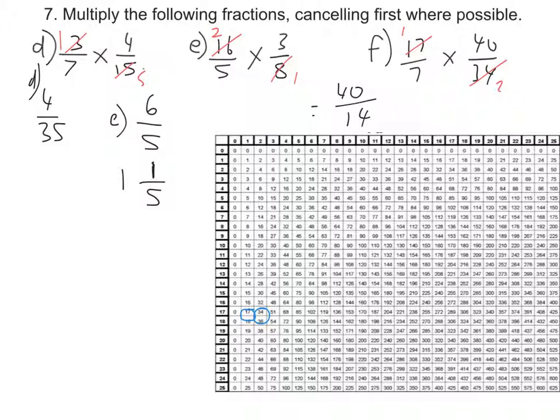Now, can I simplify this? Yes, I can. So I'm looking for one number that goes into both numbers equally. So what is that number? I can look over here and I can find that there's a number 14 here and a number 40 over here. So I circle the number 14 here and the number 40 over here. And then I just simply say 14 divided by 2 is 7. And 40 divided by 2 is 20.